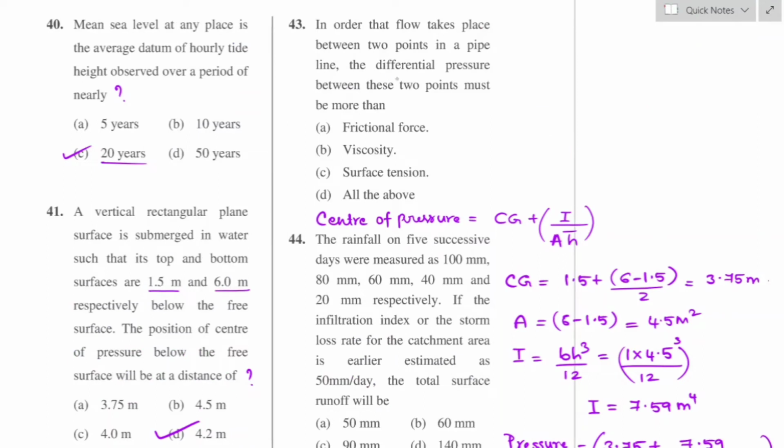Question number 43. In order that a flow takes place between 2 points in a pipeline, the differential pressure between these 2 points must be more than.